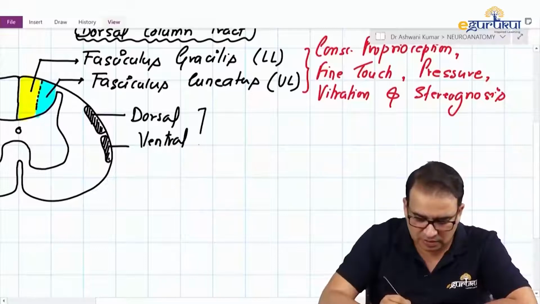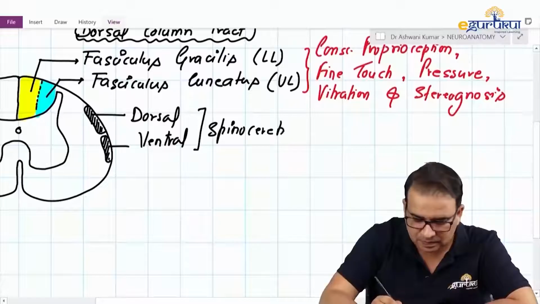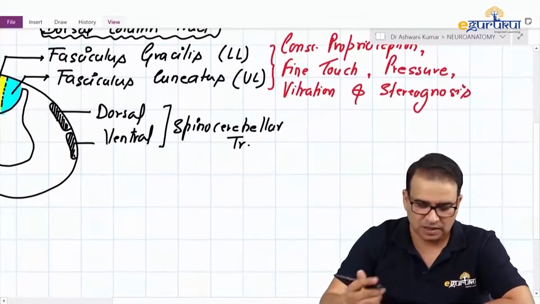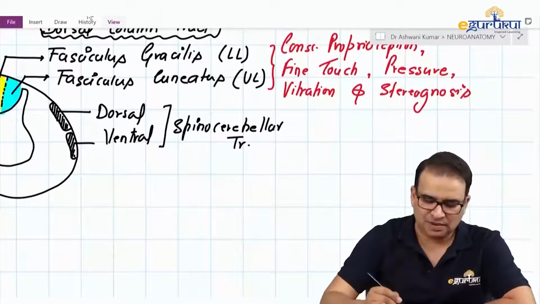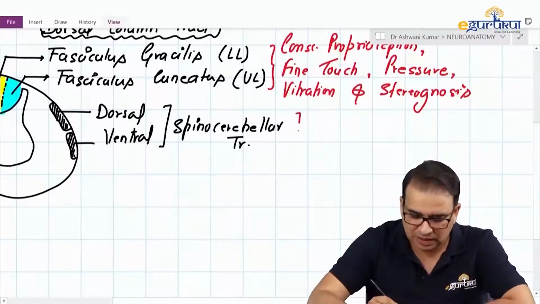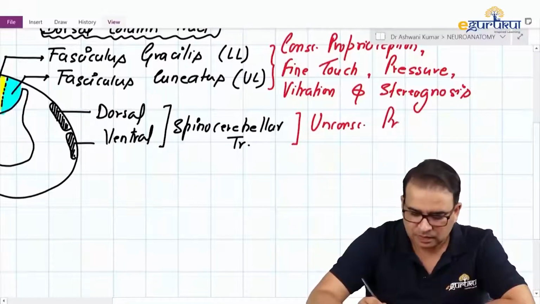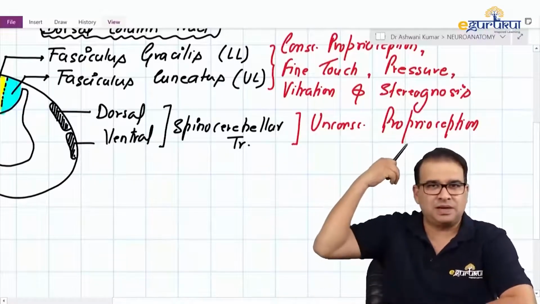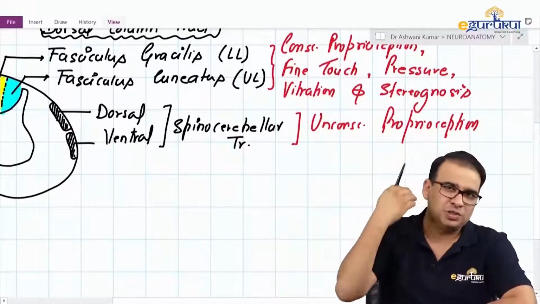Dorsal and ventral spinocerebellar tract. Obviously going from the spinal cord to the cerebellum. And when you look at the word cerebellum in spinocerebellar tract, you can easily make out what their function would be. They are carrying the unconscious proprioception. Conscious proprioception was going into the cerebrum, that is, it has to go to the cerebral part. Unconscious goes into the cerebellum.